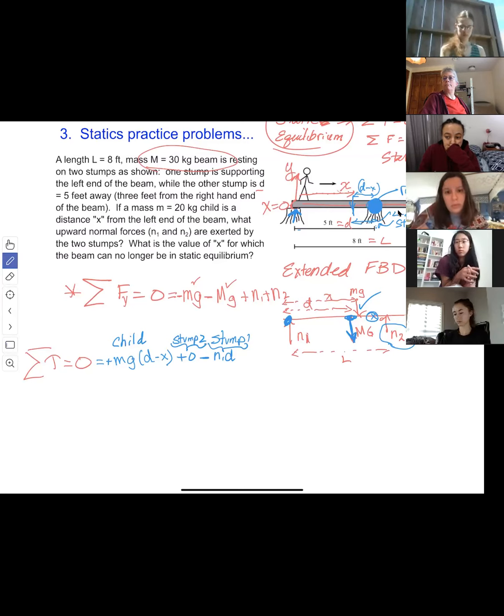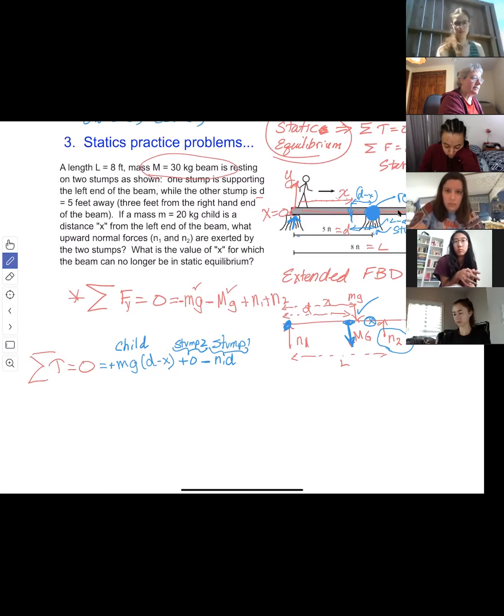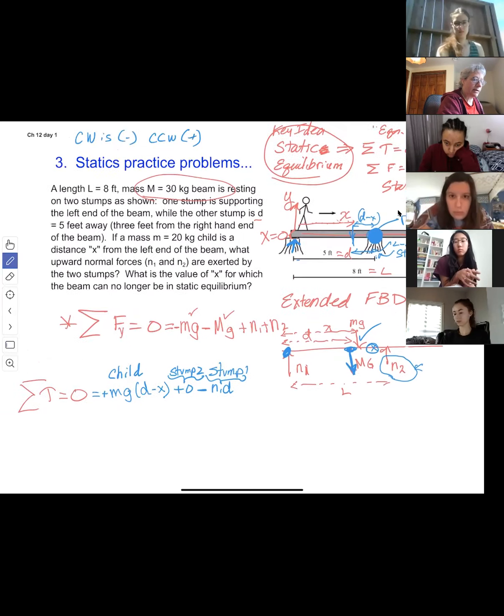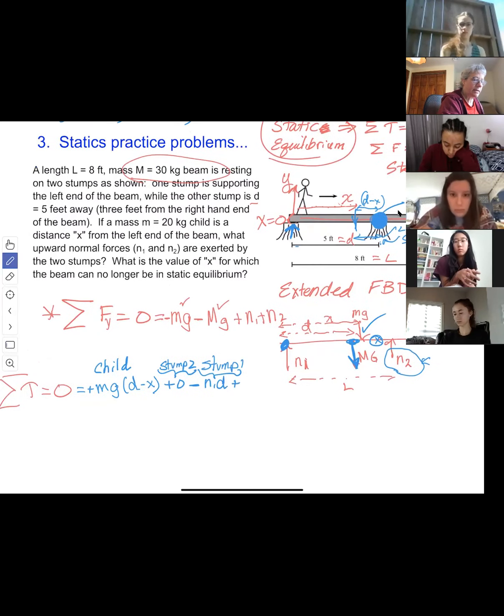I guess it would be counterclockwise. Yeah, because that one by itself, in the absence of all the others, would make it move the other way. Counterclockwise counts as positive. So I'd say plus the distance times the force. So that would be mg times L minus D in symbols.